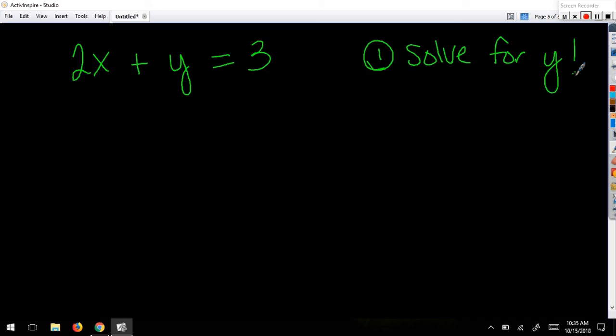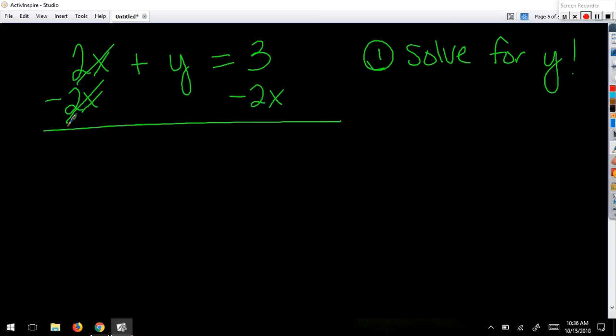I get y by itself. If y is not already by itself, you have to get it by itself. Minus 2x on both sides. So we're minusing the 2x here, and we're minusing the 2x here. This side is gone. Y equals 3 minus 2x.